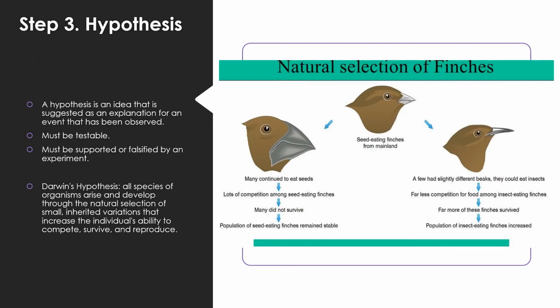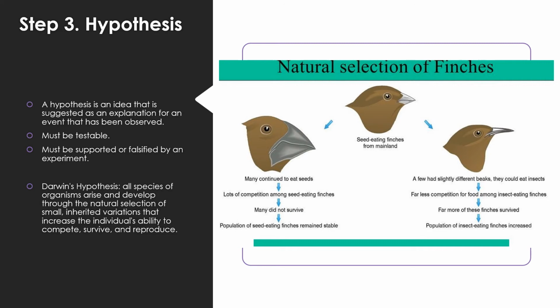Step 3 of the scientific method is to form a hypothesis. And a hypothesis is an idea that is suggested as an explanation for an event that has been observed. So, you have observed the different variations in beak size of these finches. You have questioned it, and now you are going to provide sort of an idea that serves as an explanation. A hypothesis must also be testable.